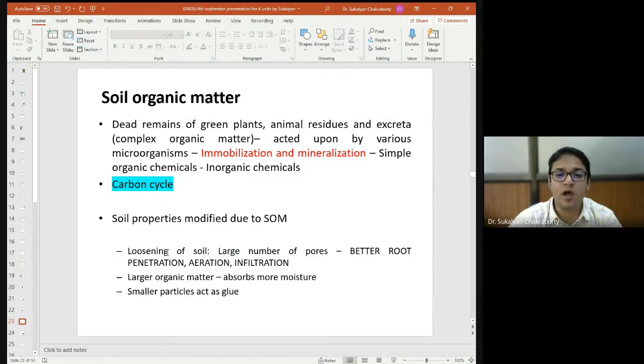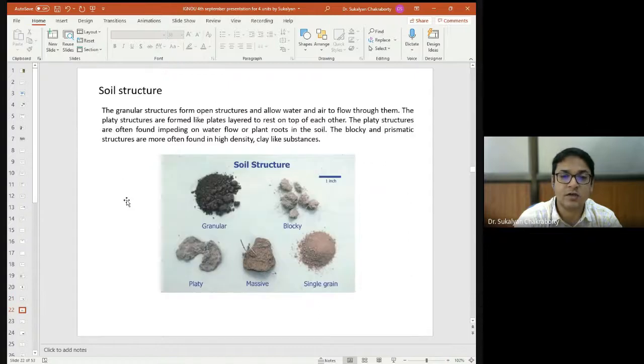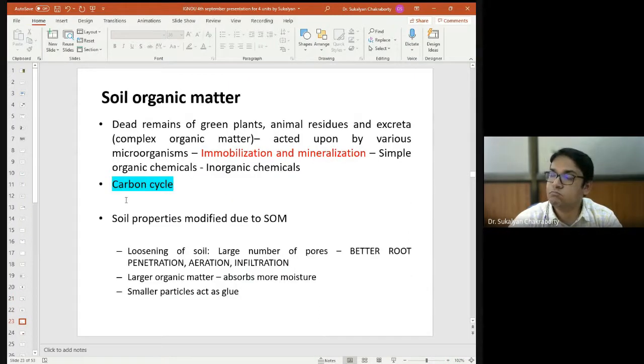So these soil properties, structure and texture, that we have talked about here, are to a great extent determined by the soil organic matter, SOM. And they finally give rise to certain properties like loosening of soil. If it's a good organic matter rich soil, then the soil is very loose. That means the number of pores is very high. Number of pores is very high means what? Root penetration will be good. Aeration of the root will be possible. And infiltration of the water is also possible. So this is a condition where the growth of plants will be very good.